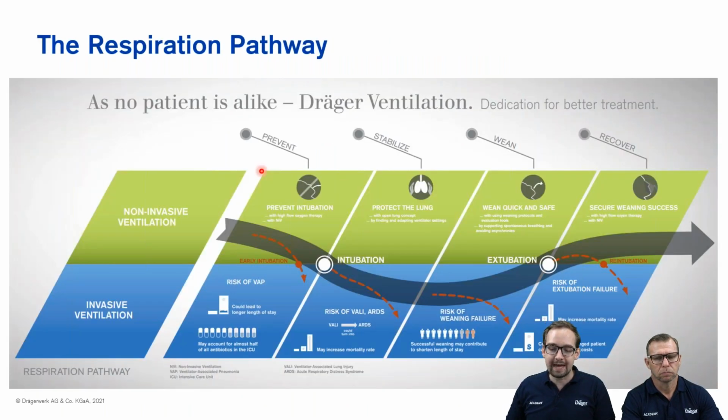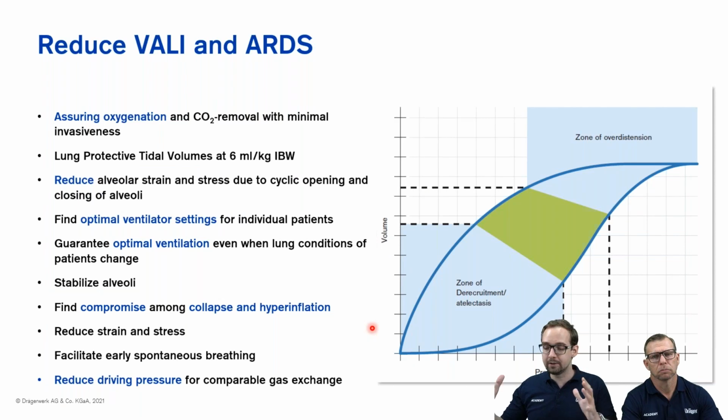So when we look at the pathway of an average ICU patient, of course, there are different phases: trying to prevent intubation in the first place. If this is not possible, protecting the lung, focusing on weaning, and lastly, also having the right steps after extubation to ensure extubation success. But today, in today's session, we really want to focus on the stabilization phase. So what can we do to protect the lung, to prevent ventilator-associated lung injury, and of course then also reduce the incidence of ARDS? So we're looking at a magnitude of different strategies.